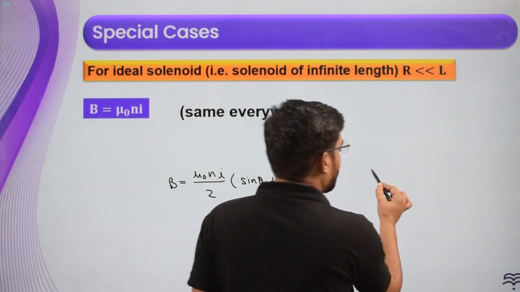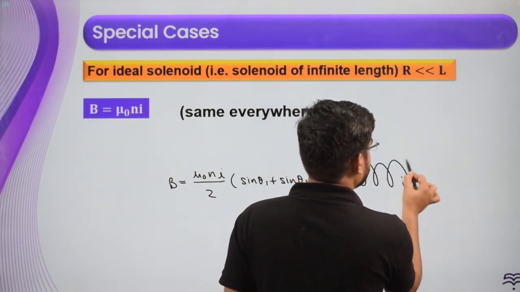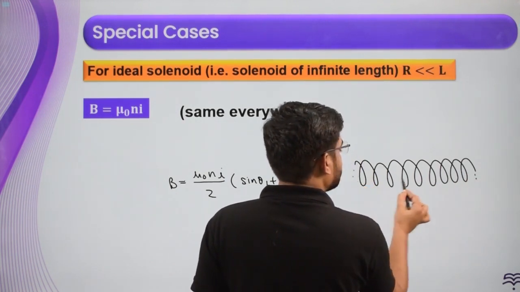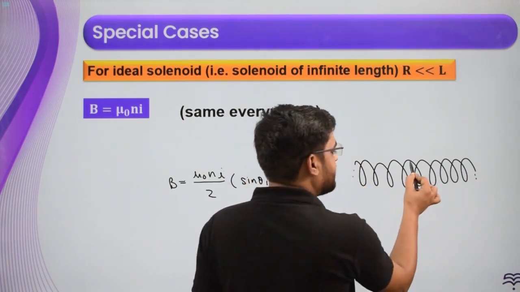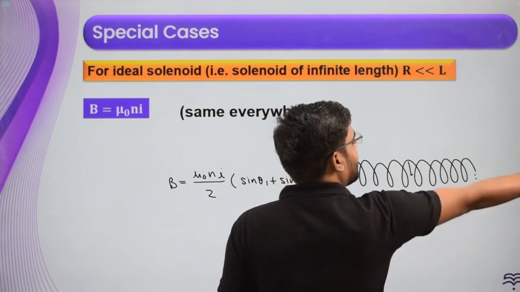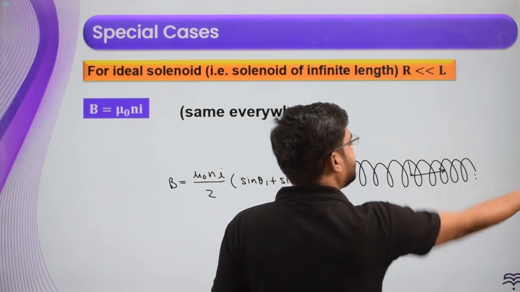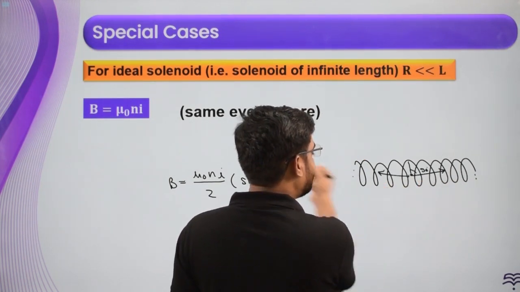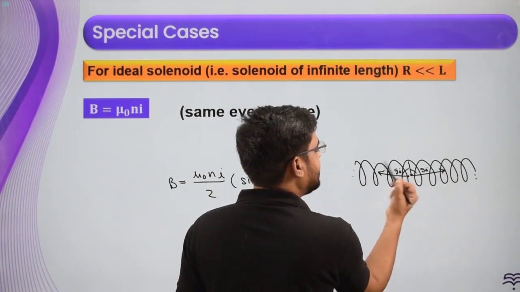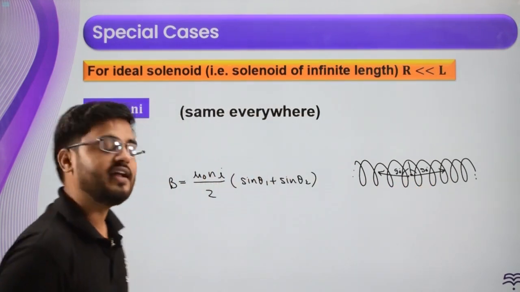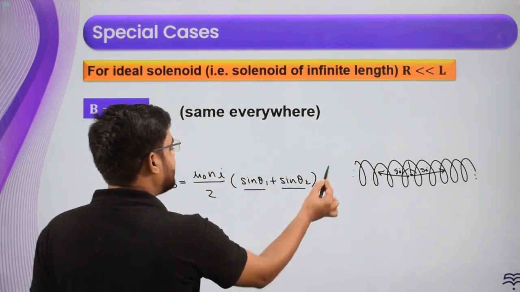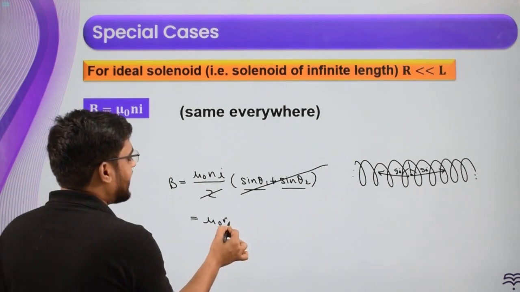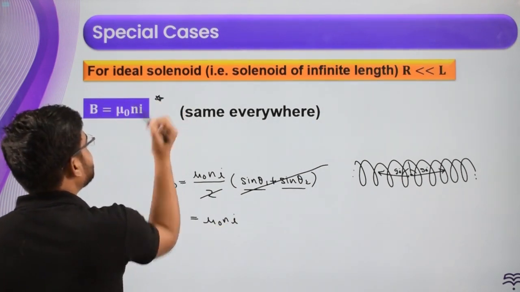See, if the solenoid is having infinite length, this was our solenoid, and let's say it is having infinite length. If this is any point P, then I am simply drawing this perpendicular, joining it to the other end, and the other end is going towards infinity. So this angle will be 90 degrees. Similarly, this also going towards infinity, so this angle is also going to be 90 degrees. So theta 1 and theta 2 both are 90 degrees, and sine 90 plus sine 90 is 1 plus 1, 2. So I am simply cancelling it out, and we get mu naught n I.